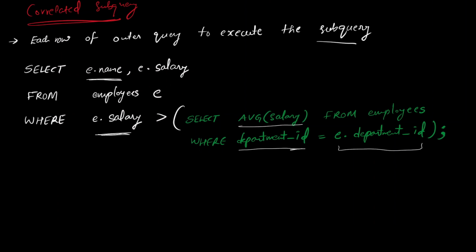After filtering it, it will take the average salary and compare that average salary with the current employee's salary, and it will filter out the employee if the salary is less than the average salary. The output of this will be the employees whose salary is higher than the average salary of their own department. So this is how you can use a correlated subquery. It is a correlated subquery because it uses each row of the outer query, the current department of the employee. That is why it is a correlated subquery.